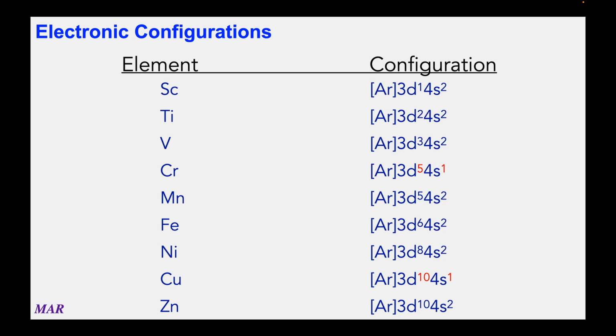However, when you get to copper, we see another exception. Copper should be at argon 3d9 4s2. One of the 4s electrons again jumps ship and goes argon 3d10 4s1. Again, copper and chromium are exceptions to the n plus l rule. Our rule for figuring out electron configurations is not quite right. But then zinc fills in all of them. Argon 3d10 4s2, good to go.